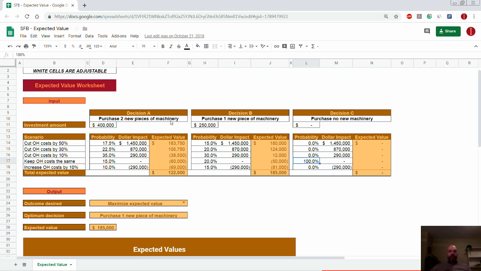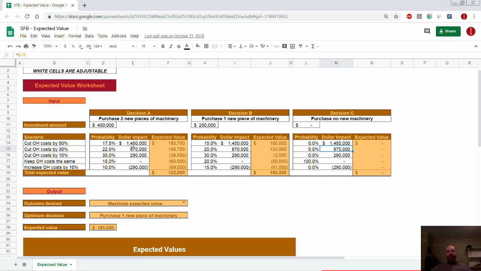So you'll notice too, we put the same dollar impact across here. I say we, I mean I did. Use the same dollar impact across all three decisions because the impact's the same. Overhead costs being cut by 30% isn't going to be different for decision A, the dollar impact versus decision B. 30% is 30% of whatever they are now. Okay, so even over here on decision C, where there's 0% probability, we kept those dollar impacts the same.